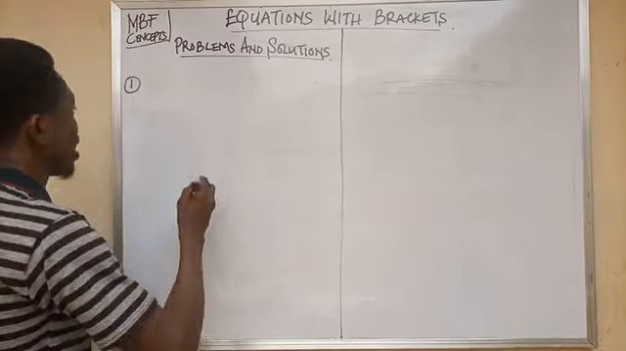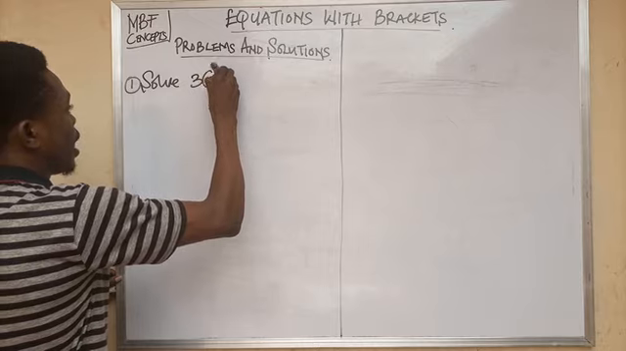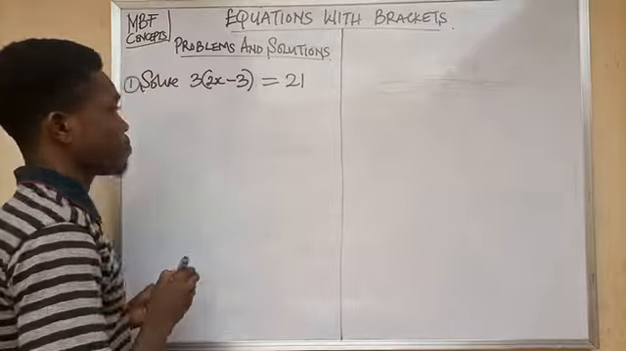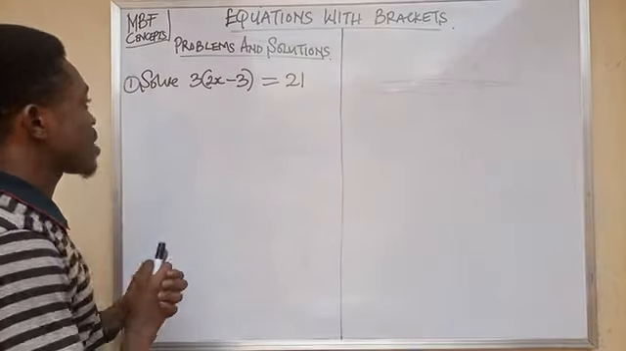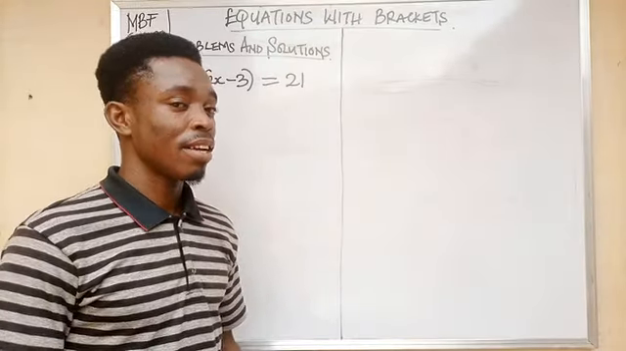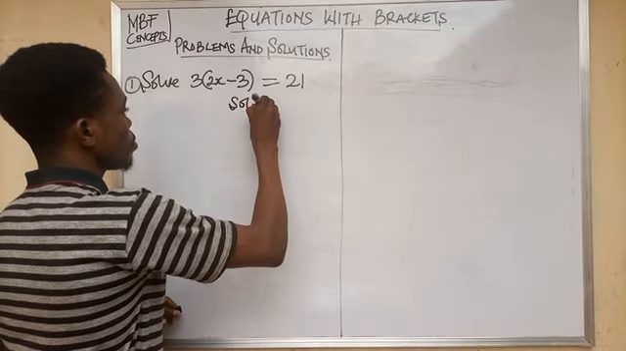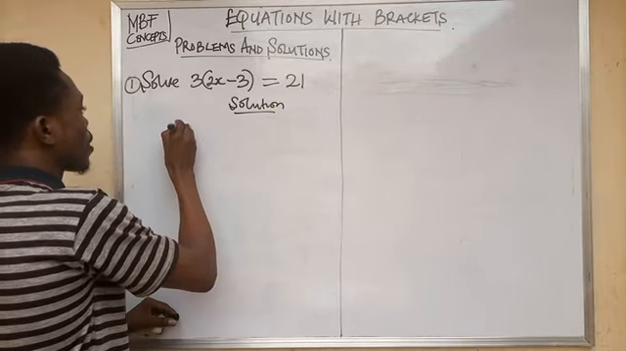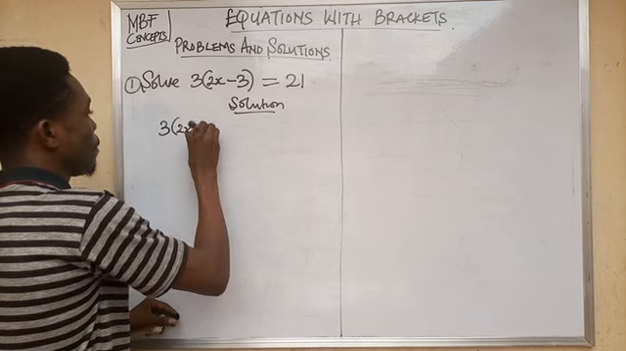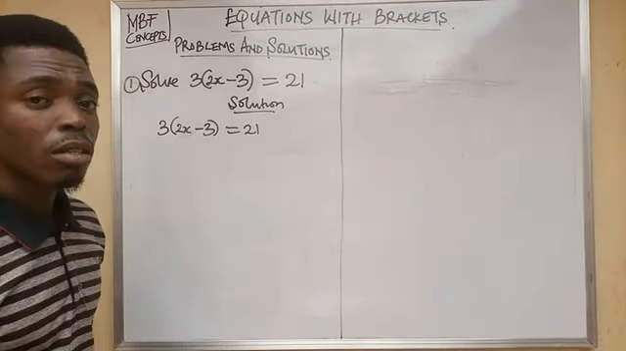So now let's start solving the very first problem that we have before us. Question number 1, we are asked to solve 3 into 2x minus 3 is equal to 21. Guys, this is the first thing that we have here. See how amazing and how simple this is. Now, what do we do here? We put down our solution, then repeat the question as it was given: 3(2x minus 3) is equal to 21. Now, this is the first thing that we have. All right. Now, what do we do?